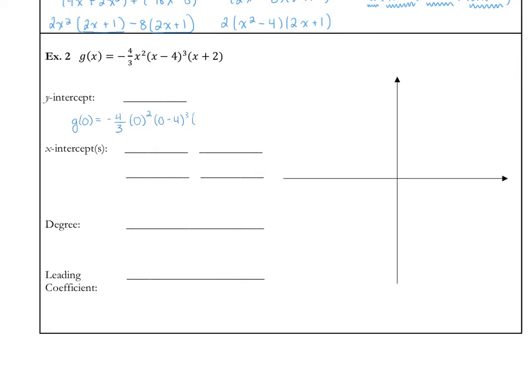I mean, I'm going to write it, but because of this right here, everything's just going to go to 0. So the y-intercept is at 0, 0. Let me add that to my graph.